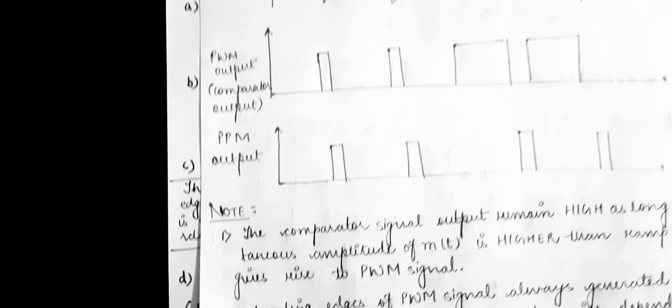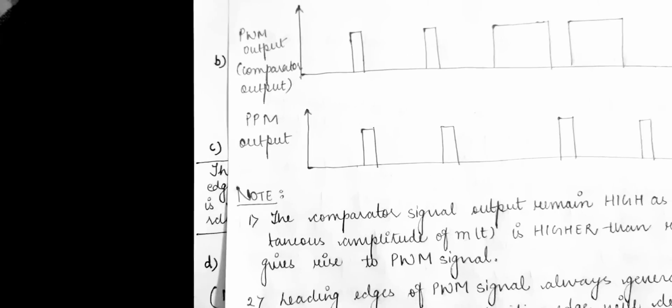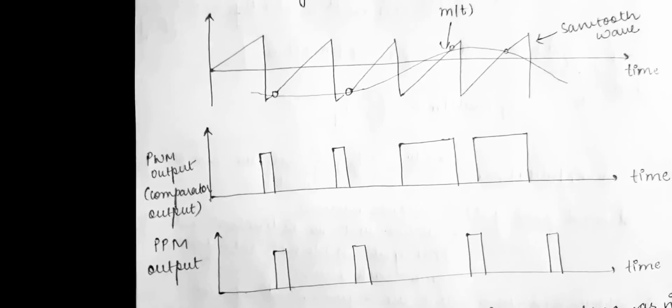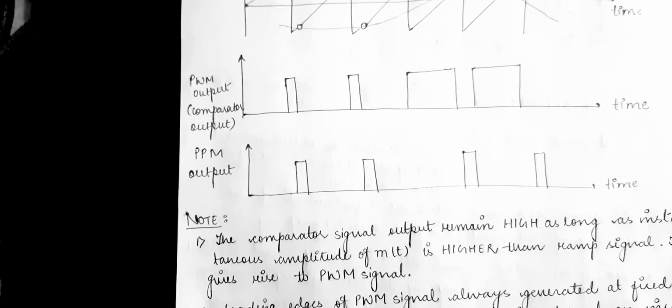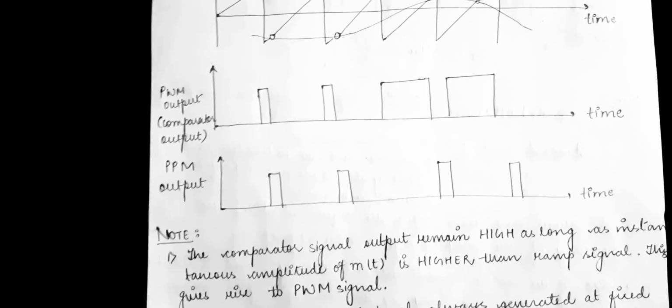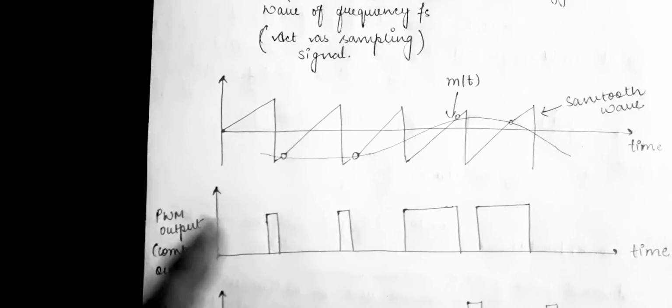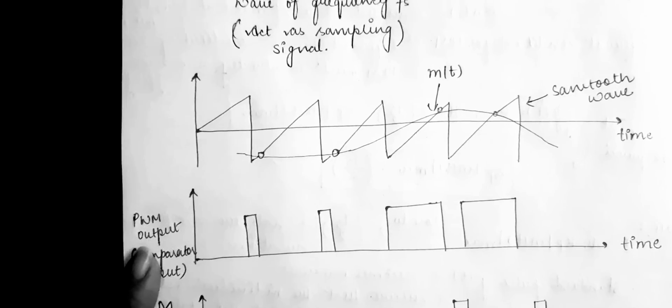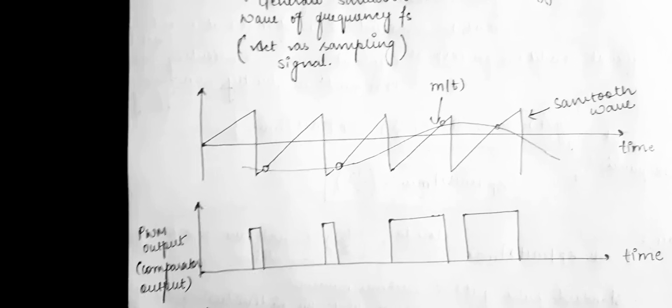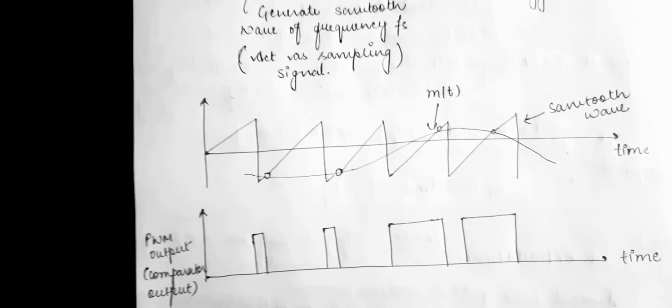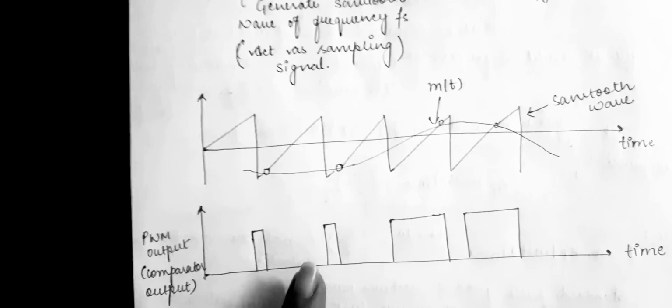Now at the output of PPM, we can see that in PPM we will be having a fixed leading edge for time ts seconds. So here we can say that the comparator signal output remains high as long as the instantaneous amplitude of m(t) is higher than your ramp signal. So this gives rise to your PWM signal. While the leading edge of the PWM signal is always generated at a fixed time instant, the trailing edge will depend on the instantaneous amplitude of m(t). Hence the PWM signal is said to be trailing edge modulated PWM.